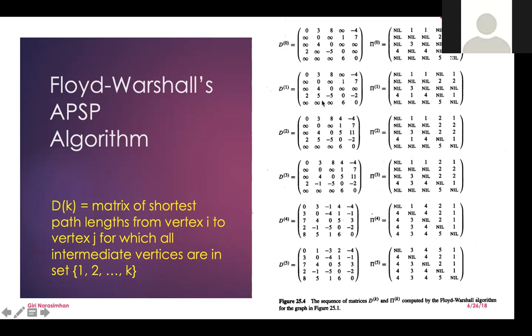We are going to build these matrices that are shown here. Based on this definition, D superscript 0 is going to be the matrix of shortest paths between any pair of vertices for which all the intermediate vertices are in the set. Remember, if k is 0, really the set is just the empty set. So we are not allowed to use any intermediate vertices, which means either we can use an existing edge or we just don't use an edge. So therefore, it turns out that D superscript 0 can be written down quite easily.